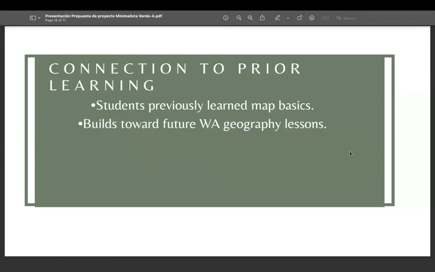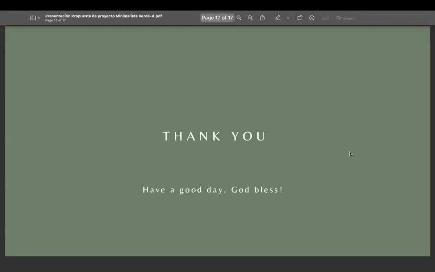And then it builds toward future Washington geographic lessons, because in the future it's going to be not just the Columbia River but other landmarks in Washington. And then that should be it. Thank you. Have a good day and God bless.